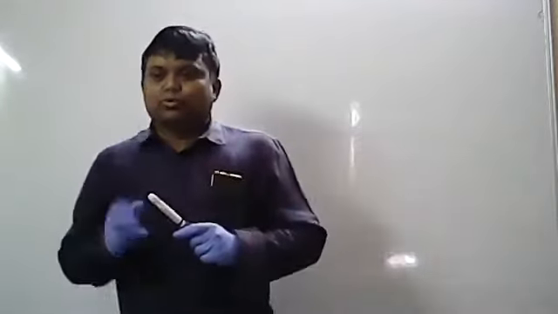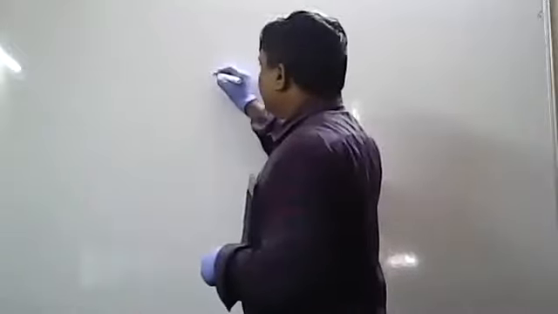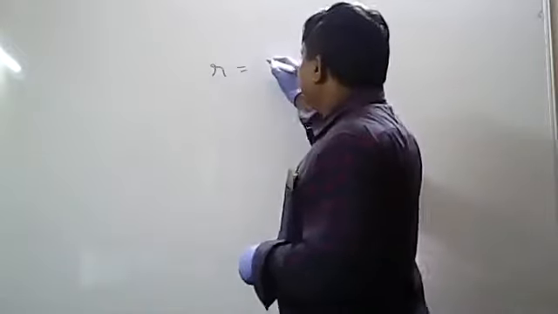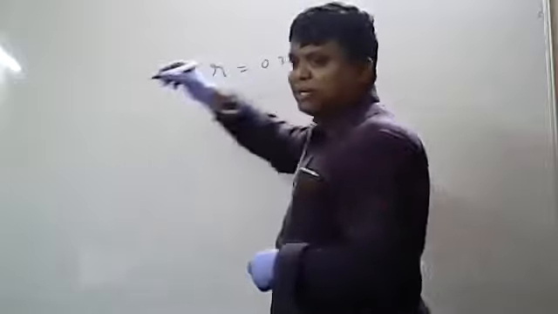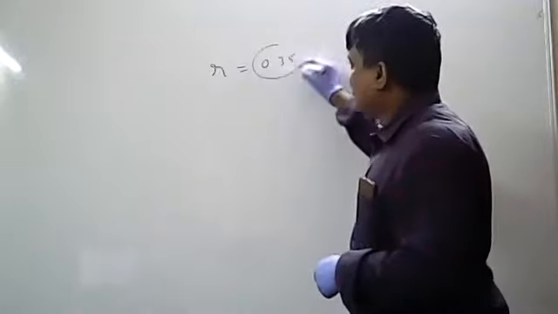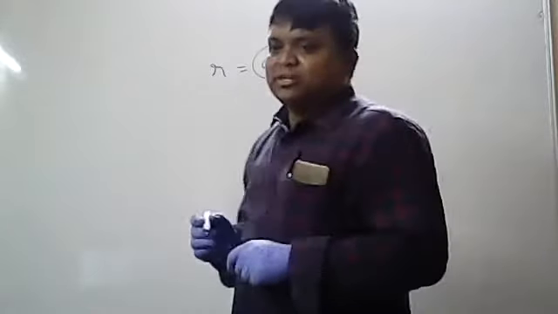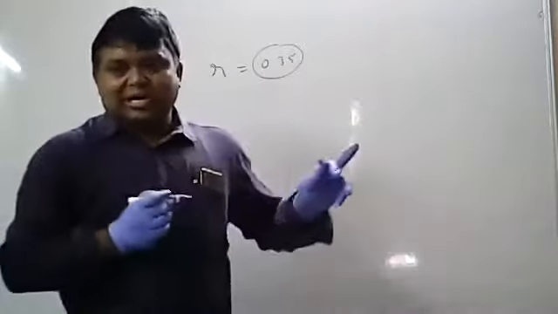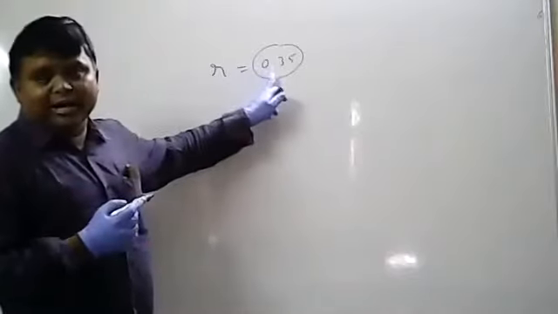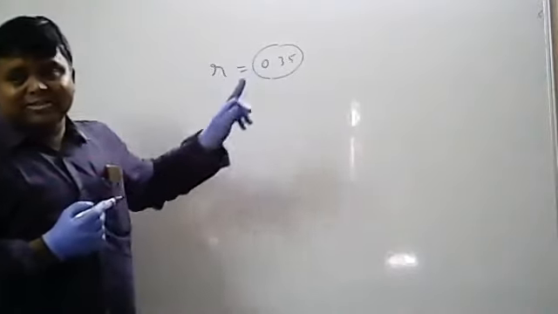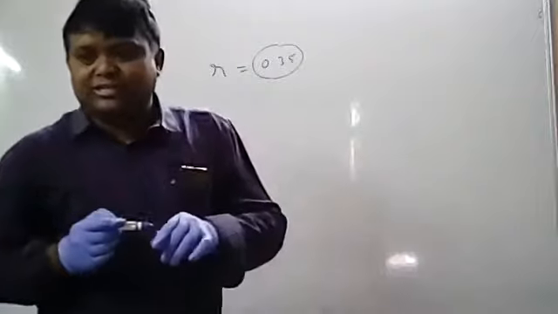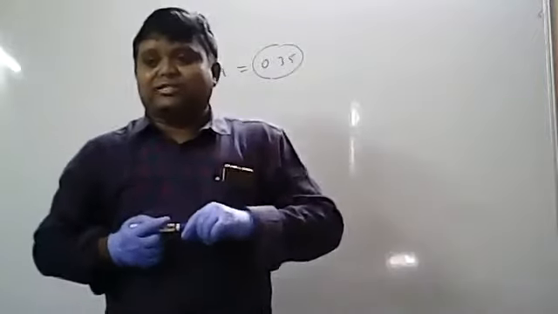Yesterday we did 2 R problems. What is the R value you are getting? You are getting R equal to 0.35 or whatever it may be. That means you are getting a constant value which is independent of units. You are not mentioning any units, you are not giving any units to R. So R is a numerical value or a constant which does not depend on any units.